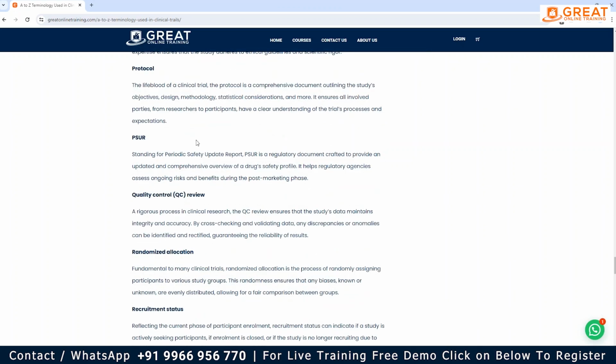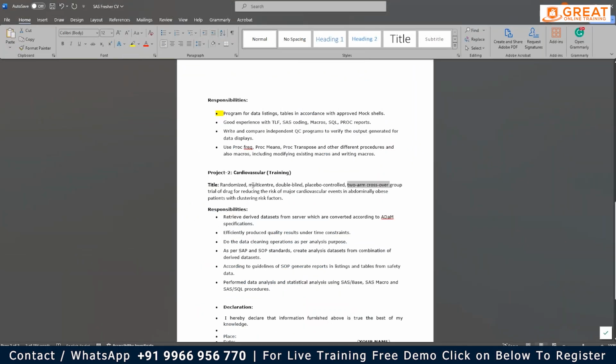So to get an idea of what to speak on the particular titles you have mentioned in your CV, this will be decided based on that particular document only. The document clearly tells what is randomized, multi-center, single blind, double blind, what is placebo, what is active arm, what is placebo arm. All these definitions you will get. So finally you will write it the same.